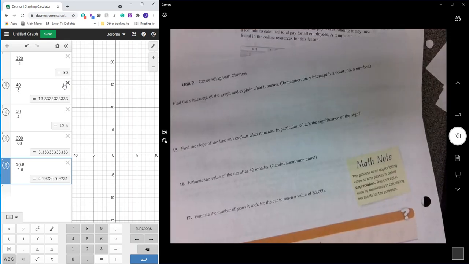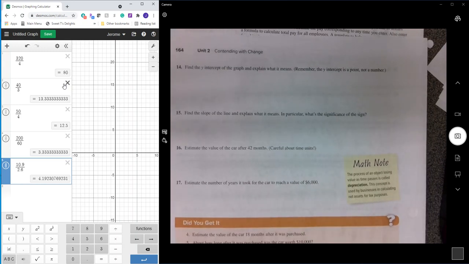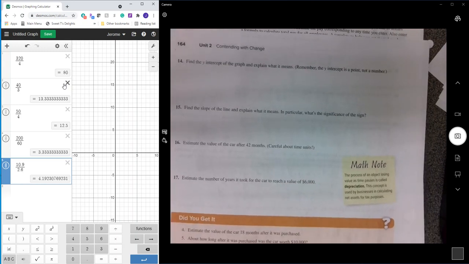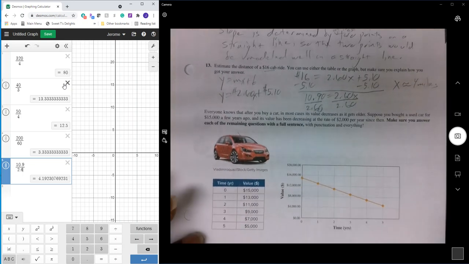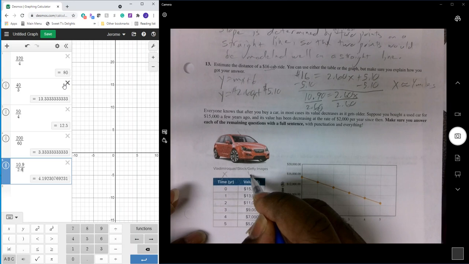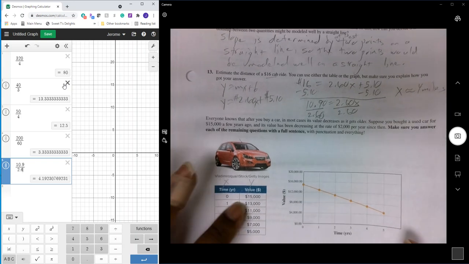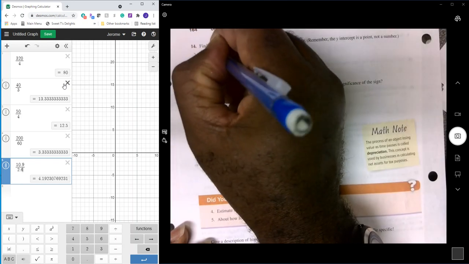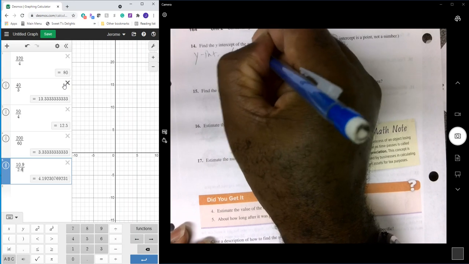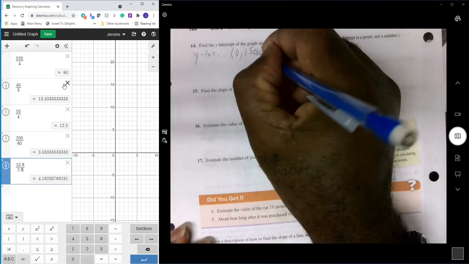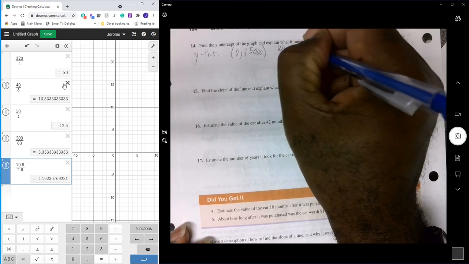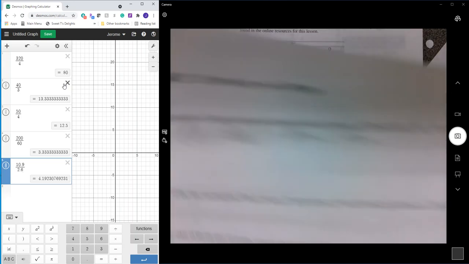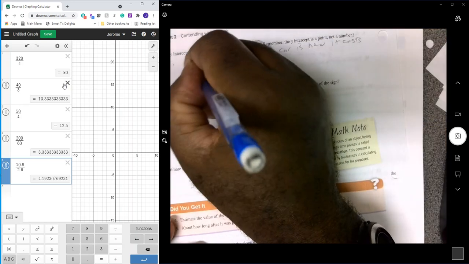So now we come here to the back. It says find the y-intercept of the graph and explain what it means. Now remember, the y-intercept is when x is 0. This is considered x, this is considered y. So when x is 0, y is 15,000. So your y-intercept is (0, 15,000). And to explain what it means: when the car is new, it costs $15,000.